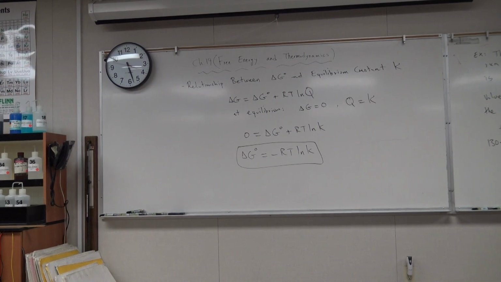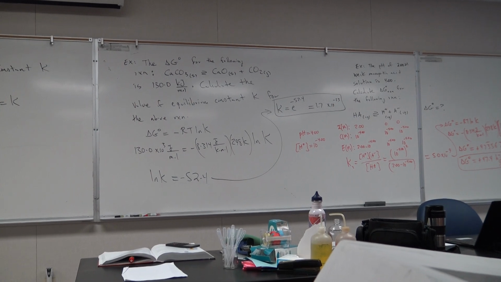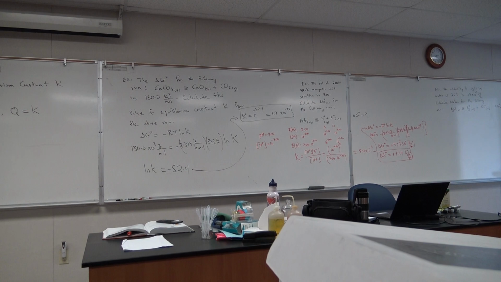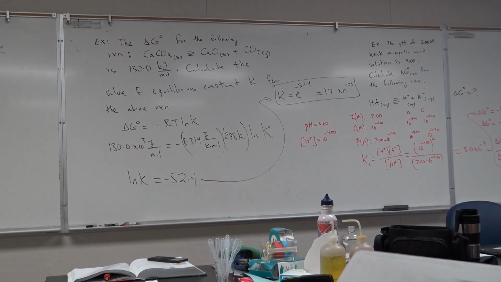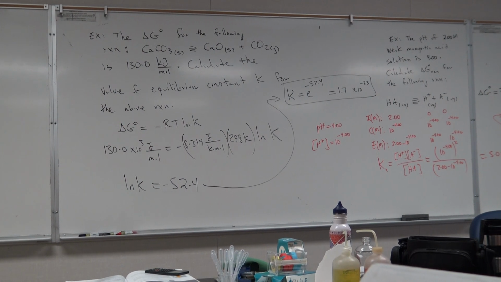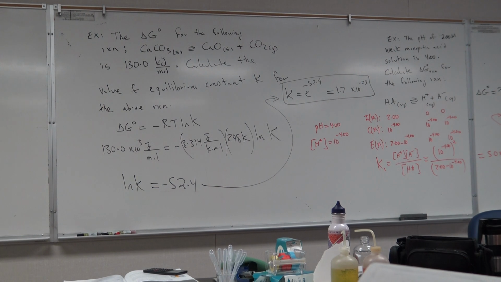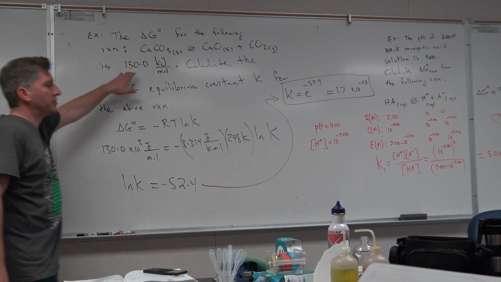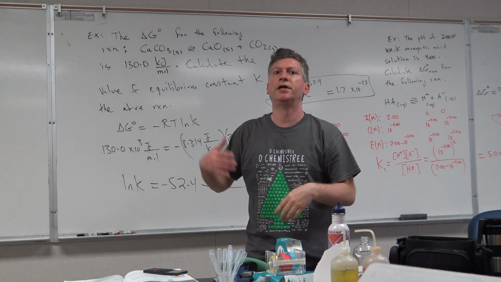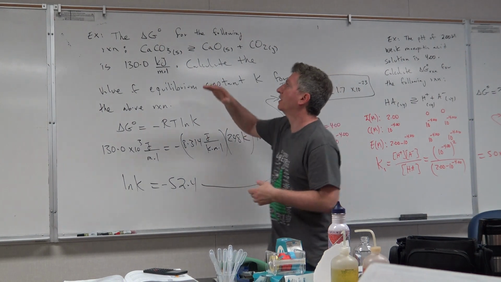So again, going back to the familiar reaction, the decomposition of calcium carbonate into calcium oxide and carbon dioxide. So we are given the delta G standard for this. Sometimes they don't even give you the delta G standard. You have to figure out the delta H standard, delta S standard by looking at the values on the tables. From that, figure out the delta G standard.